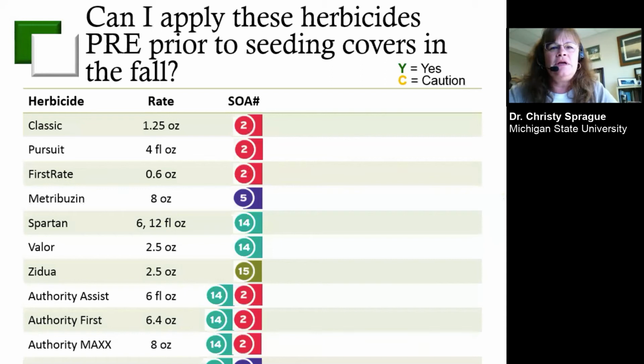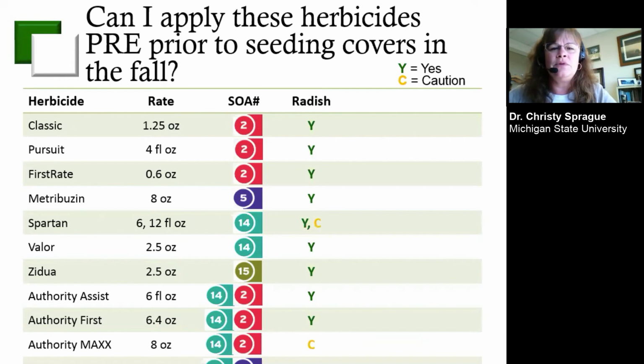So, looking at a chart on whether we can use these herbicides or if they should be cautioned. We've set up this chart where we've listed all the different herbicides that we looked at, the use rate that we looked at, as well as the herbicide site of action number, and then really looked at the 3 different cover crops.